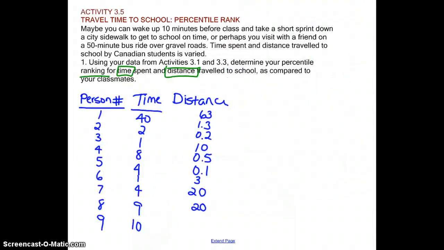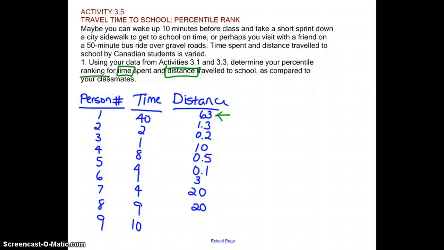All right, so our next question is activity 3.5. We're going to calculate your percentile rank compared to the rest of the class for both your time and your distance that it takes you to get to school. I've actually transferred all the information that's on there right now onto the board. If there's additional information, please include it. So I will show you for mine what I would do.